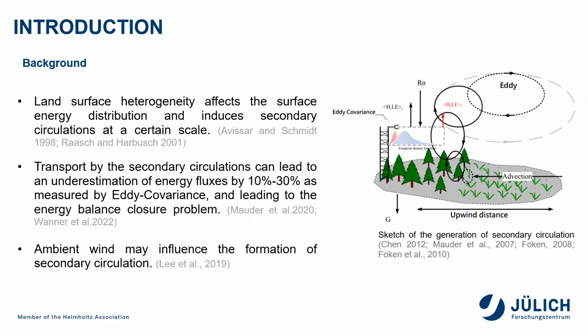Land surface heterogeneity affects the surface energy distribution and can induce a secondary circulation at a certain scale. And the transport by the secondary circulations can lead to an underestimation of energy fluxes by 10% to 30% as measured by the eddy covariance, leading to the energy balance closure problem.